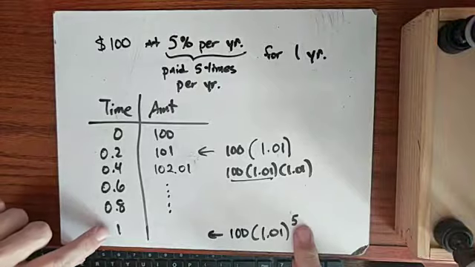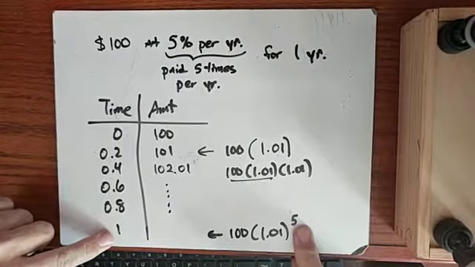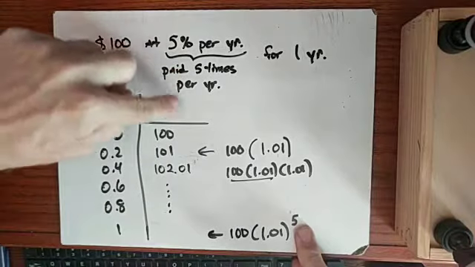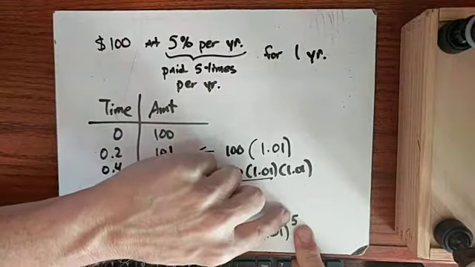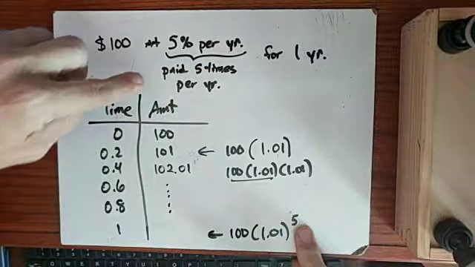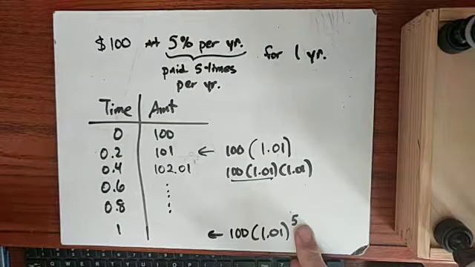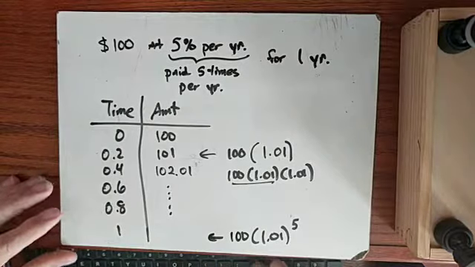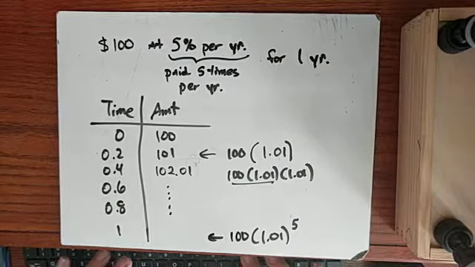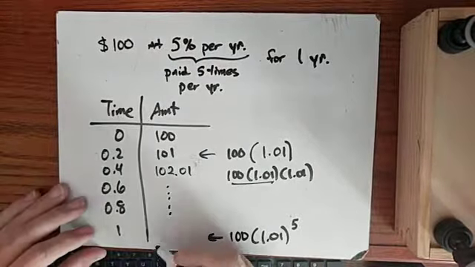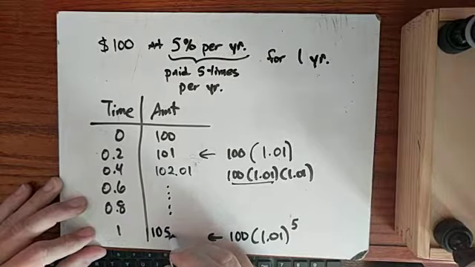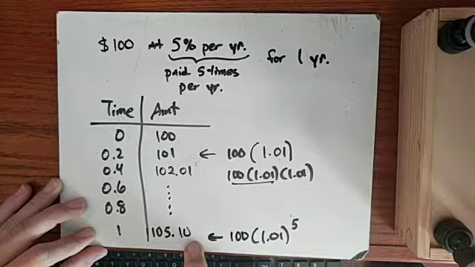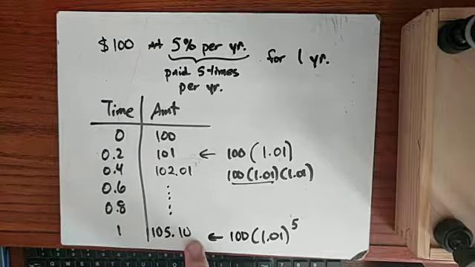Now, even though it's only 1 year, we've gotten 1, 2, 3, 4, 5 interest payments in that 1 year. So the exponent here is not the number of years, it's the number of times we got paid interest in that 1 year. Okay? So by doing this, by getting little bits of interest throughout the year, down here we have $105 and looks like 10 cents. So we got an extra 10 cents this way by doing it like that.